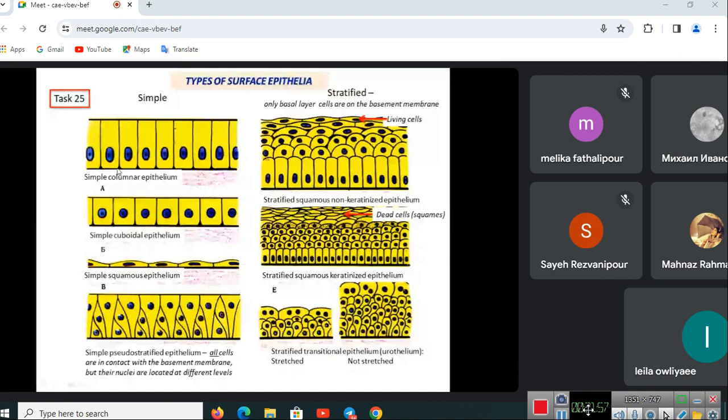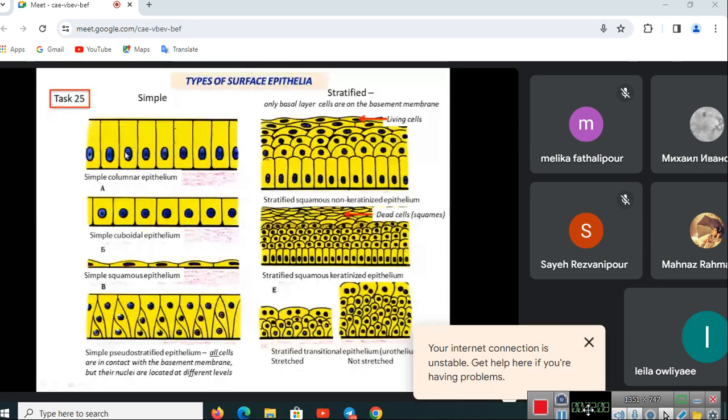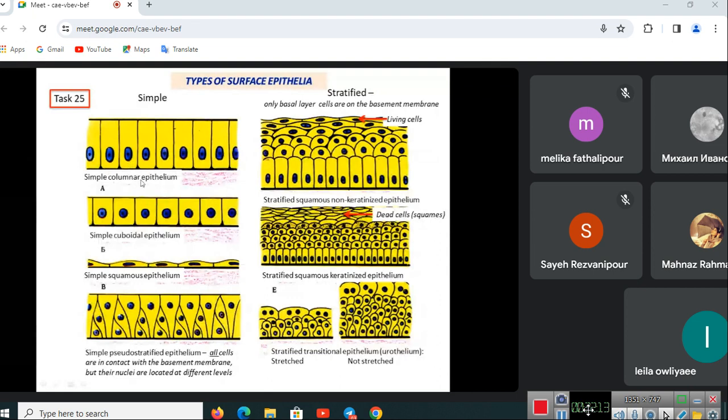And then we should look at the shape of cell nuclei. And if we see that cell nuclei are oval, we can say that epithelium is simple columnar. If we see that cell nuclei are round, then we can say that epithelium is cuboidal. And if we see that nuclei are flattened, then we can say that epithelium is squamous. We will see it later in pictures.